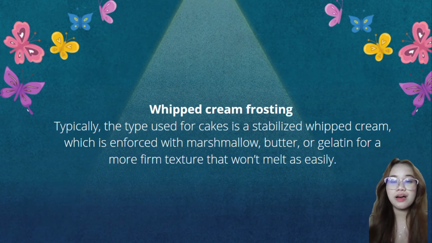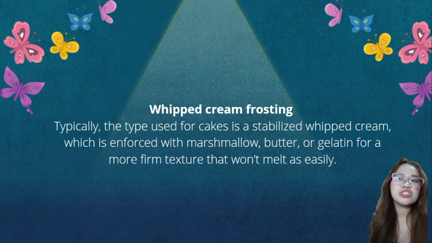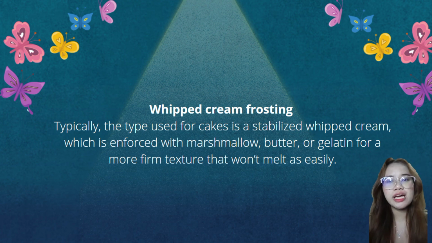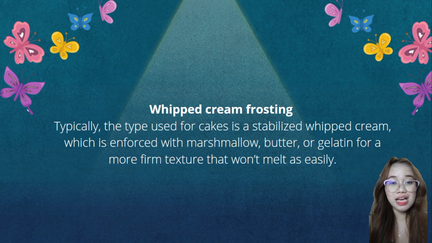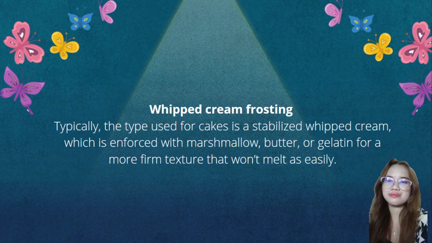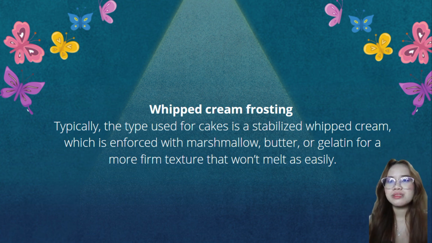Okay, next slide, we have the whipped cream frosting. So typically, the type used for cakes is a stabilized whipped cream, which is reinforced with marshmallow, butter, or gelatin for a more firm texture that won't melt as easily. Okay, fondant.